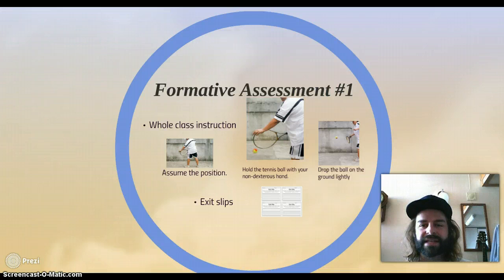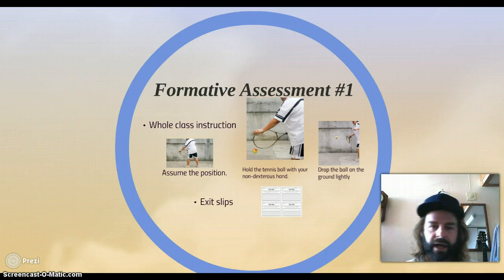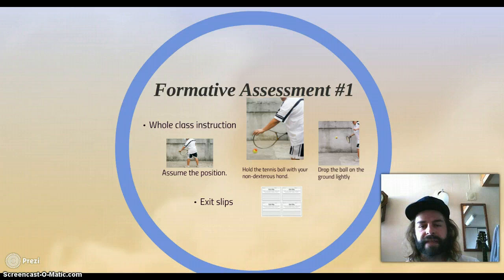Next, my formative assessment number one, the first thing I'm going to be doing is exit slips. A pretty simple way of doing it. Basically, I'll run the class with a whole class instruction. I'm going to demonstrate the three parts needed for this objective: assuming the position, holding the tennis ball with your non-dexterous hand, dropping the ball on the ground lightly, and striking the ball. So this is something that I'm going to demonstrate, then I'm going to have them line up in front of a wall or fence and practice these three positions.